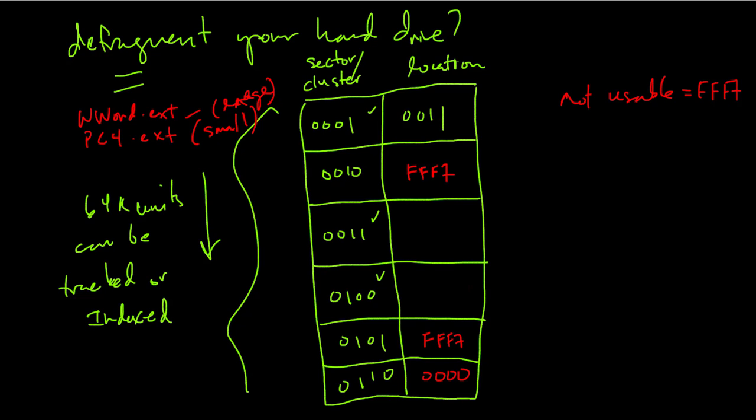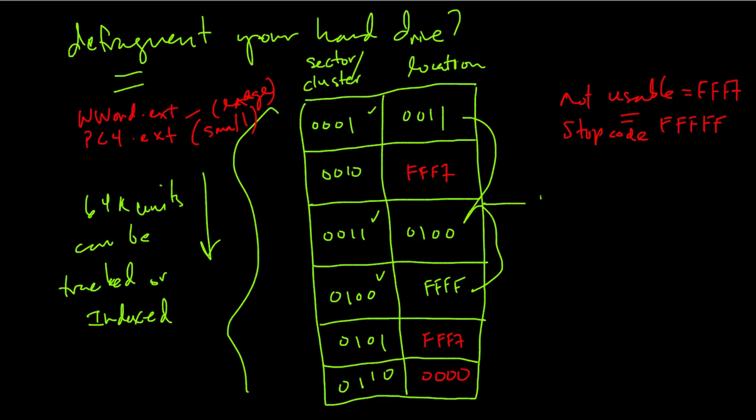And then we'll put in 0, 1, 0, 0 here, and then we'll put in a stop code of F, F, F, F. And the idea is that a stop code, like the not usable, the stop code is F, F, F, F. And then we'll come back up here and label this. Here, we'll label these three with the extension winword.ext.